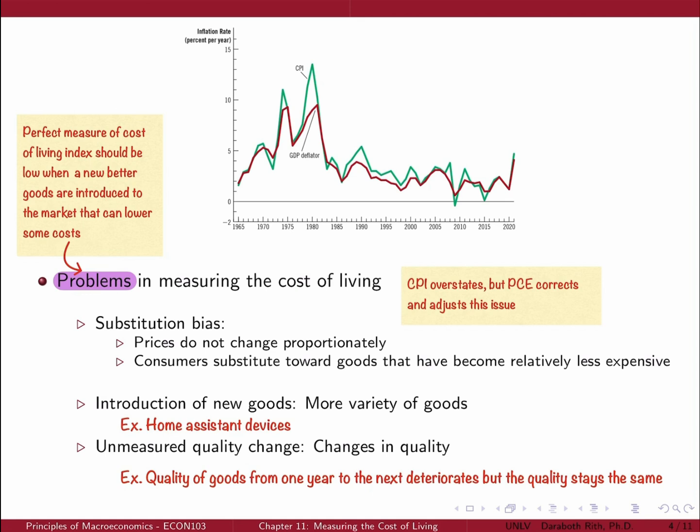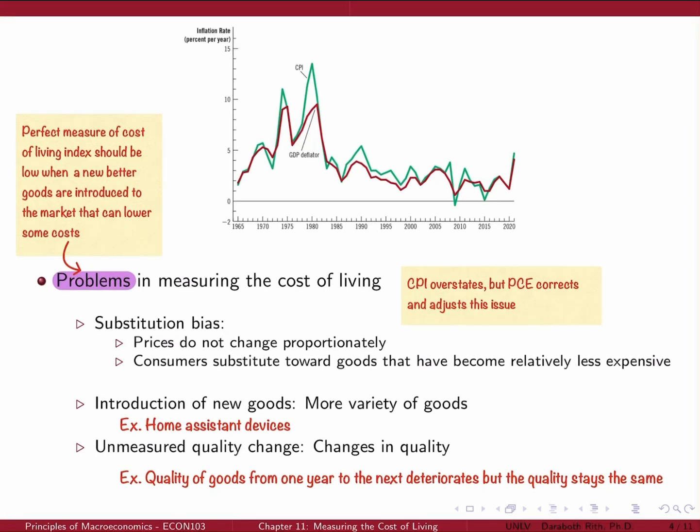CPI relies on a fixed basket of goods and services, which means it does not immediately reflect new products entering the market. For instance, new technologies like home assistant devices are not captured in the CPI until they are incorporated into the basket of goods, which can take some time.